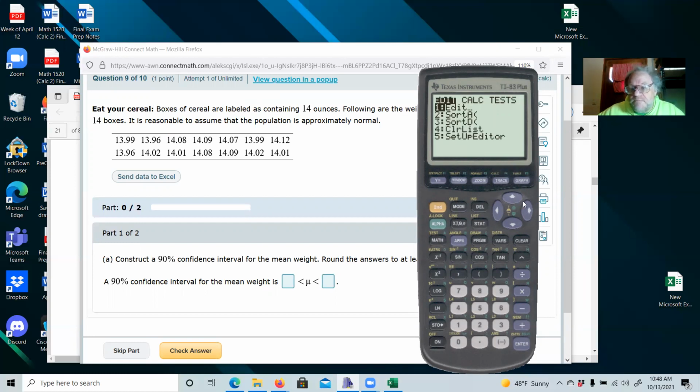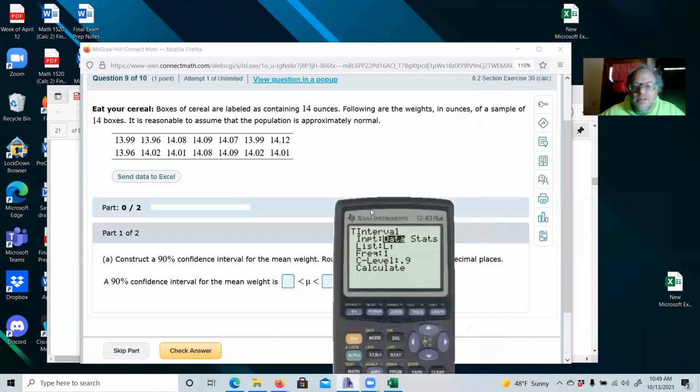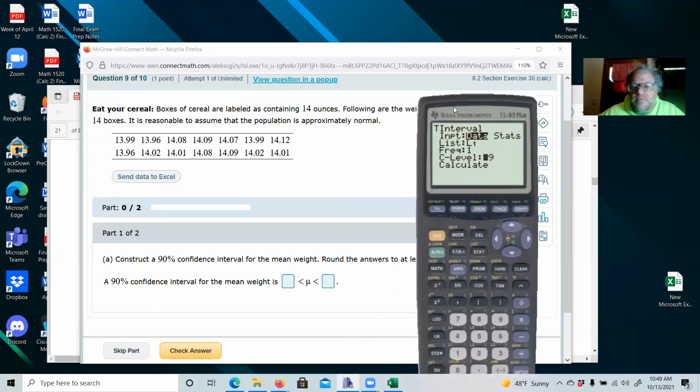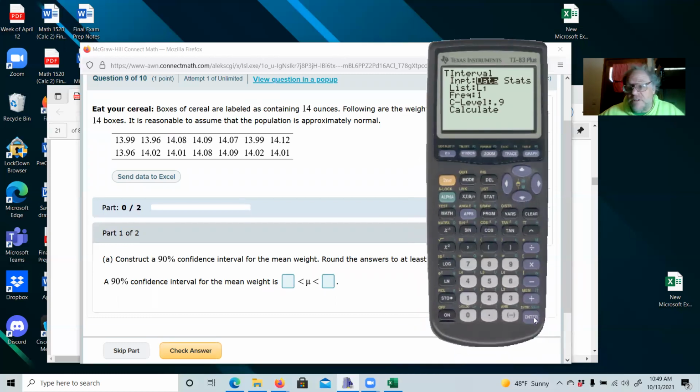So stat, tests, T interval, enter. We're going to give it the data. The data is going to be in list 1. I didn't worry about a frequency. What confidence interval do we want? Well, confidence interval we want is 90%. Oh, look at that. We're already done. All right. And I'll just say calculate. It's going to take a little bit. All right. There we go. So 14.01 to 14.06.